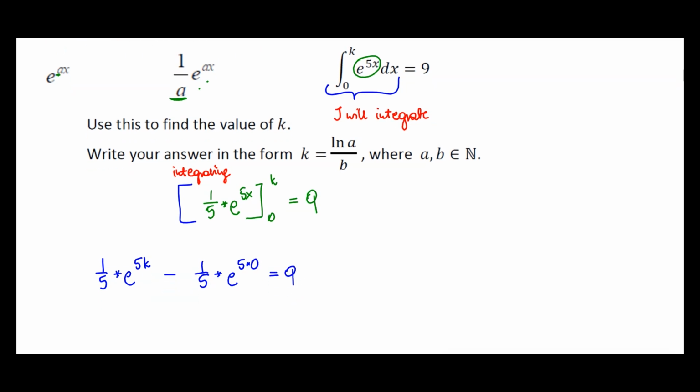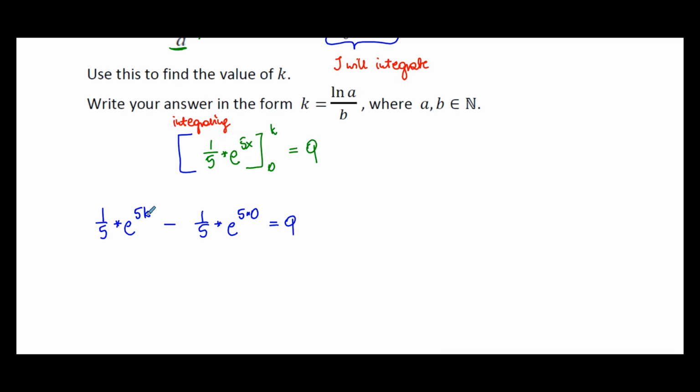Okay, what do I do next? Well, I can see that's where my k is. Now, here I actually have numbers. If you're not sure, you can just put that all in the calculator and you're going to get the value. But 5 multiplied by 0 is 0, and a number taken to the power of 0 will have a value of 1. 1 multiplied by minus 1.5, that's what we have. So I have 1.5 multiplied by e to the power of 5k minus 1.5 equals 9.